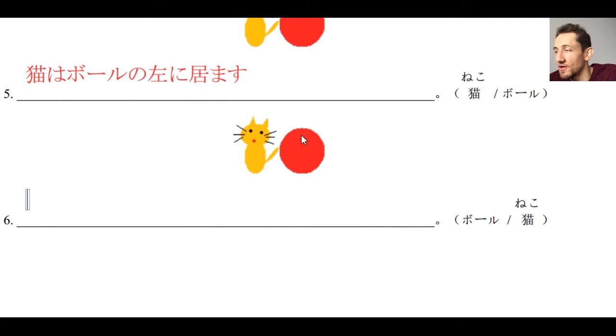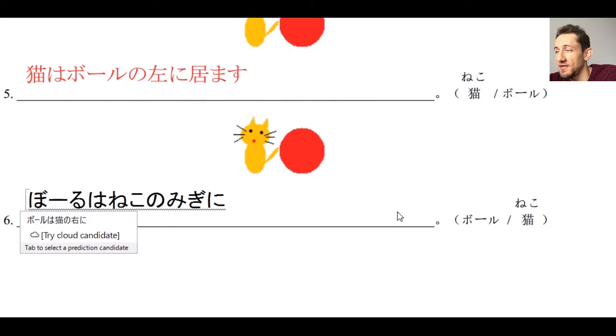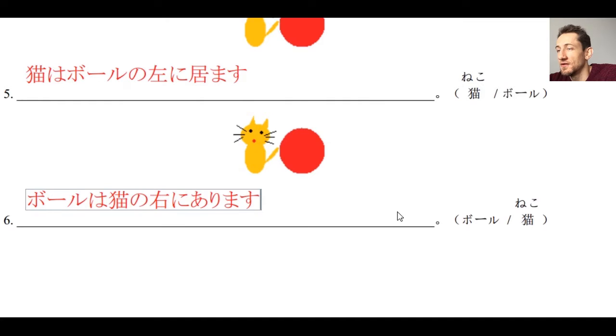This time we're going to talk about the ball's location. So the ball is to the right of the cat. So we would use 右. So we have ボールは猫の右にある or あります. ボールは猫の右にあります.